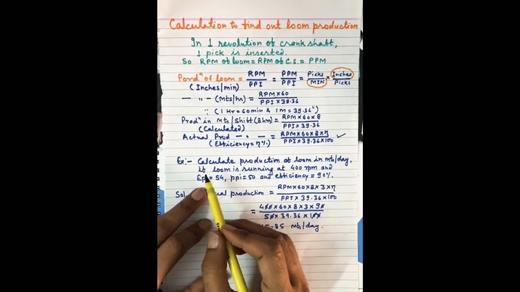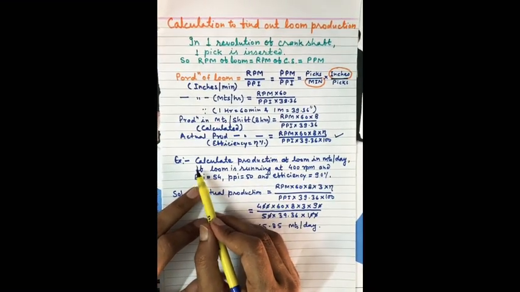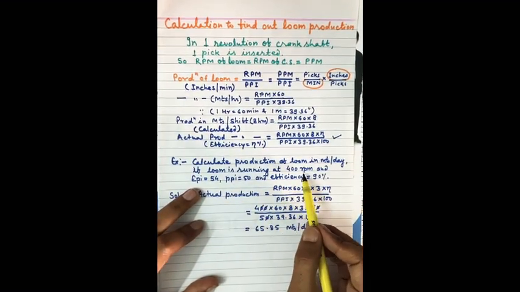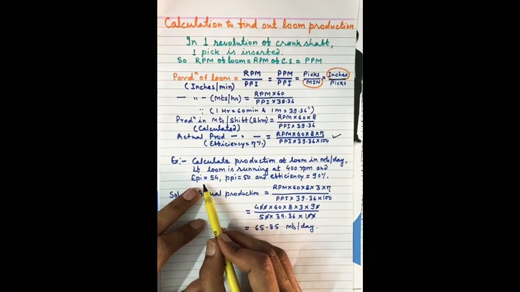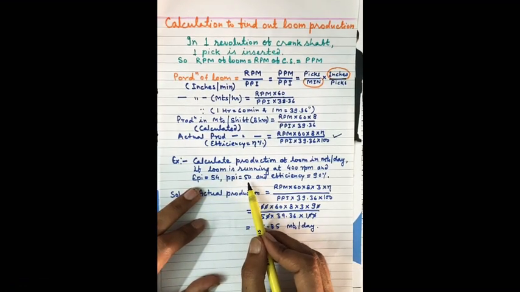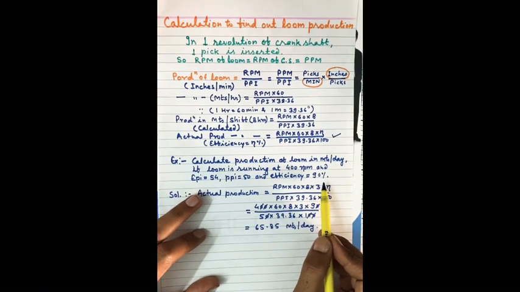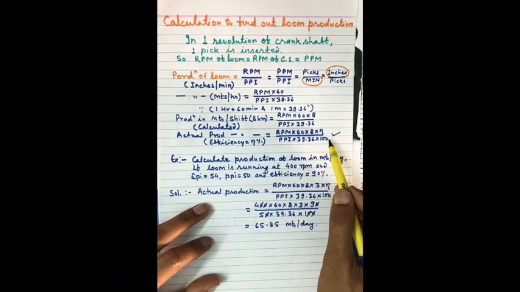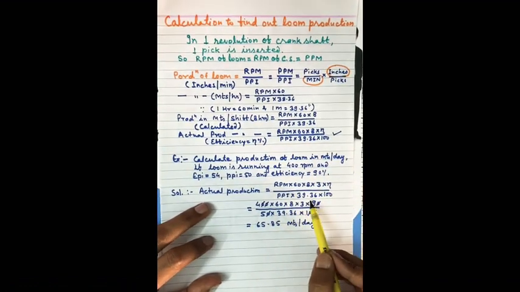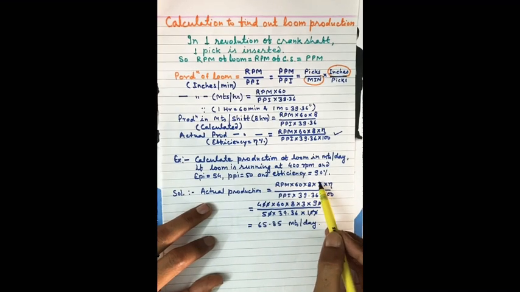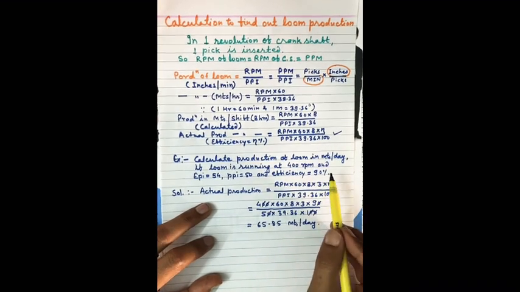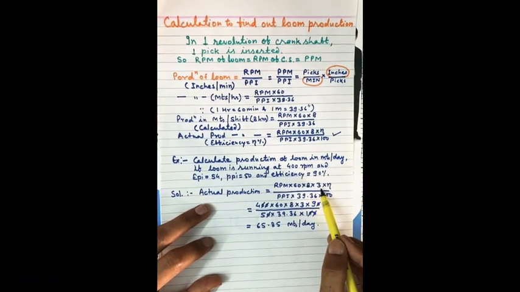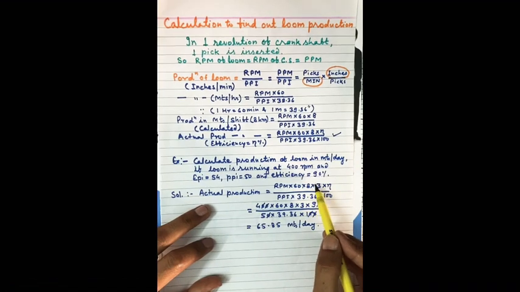For example, I am taking one numerical: calculate the production of the loom in meters per day if the loom is running at 400 rpm, ends per inch is 54, picks per inch in the fabric is 50, and efficiency is 90%. So we will use this formula: actual production is equal to rpm into 60 into 8 into eta upon ppi into 39.36 into 100. But I am taking here 3 because this is asked per day. In one day we have 3 shifts of 8 hours. So either you can take 8 into 3 or directly you can take 24. One day is equal to 24 hours.